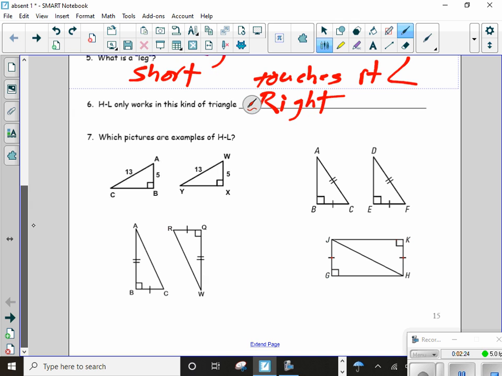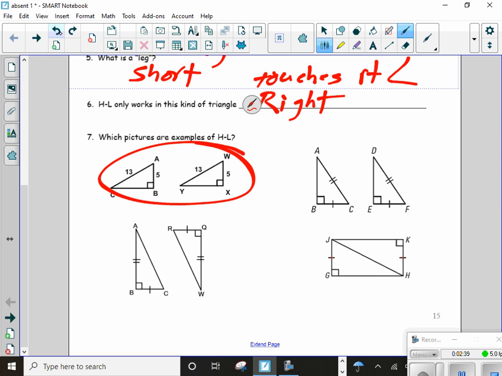And on the bottom here, problem number 7, we're trying to identify which ones show HL. What we have here is the first picture. This is HL. Here's the checklist. Number 1, do they have right angles? Right there, right there. Those are both right angles. It's a right triangle. Second thing, is the hypotenuse the same in both? That's the long slanty side. In this case, it's 13 for both of them. So check. The H is the same. And the third thing is there's some other side the same, one of the legs. In this case, the 5 and the other 5 are congruent. So this is an example of HL.